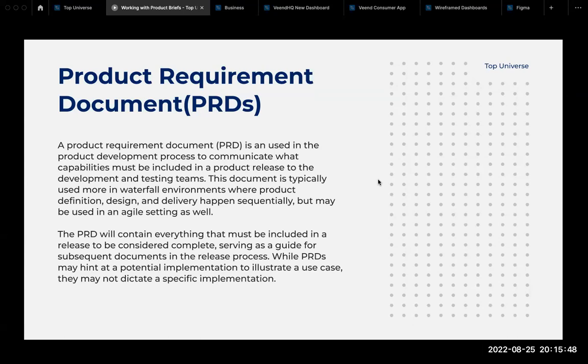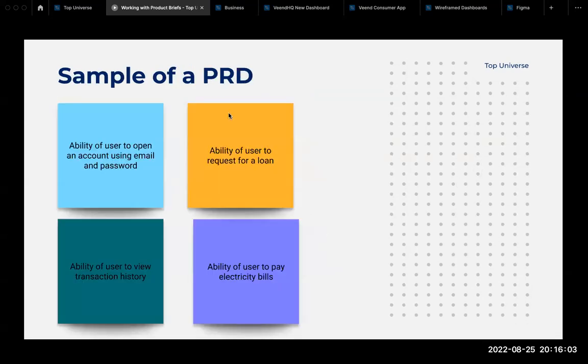So a PRD is just a document to illustrate, okay, this is what this product should do, and this is what this product should not do. So from that, you know the scope of where you're going and how far you should go in doing these things. So what is a sample of a PRD?